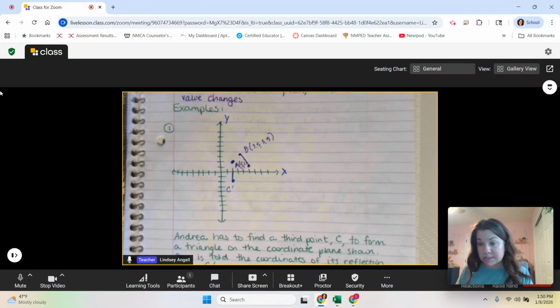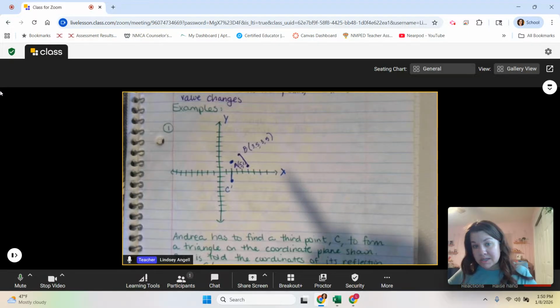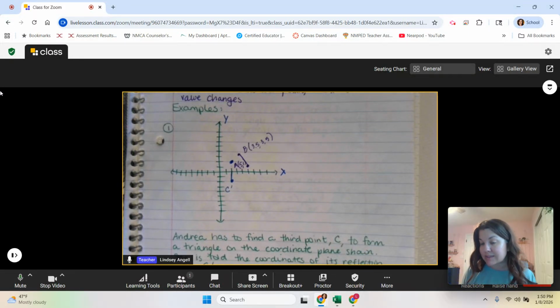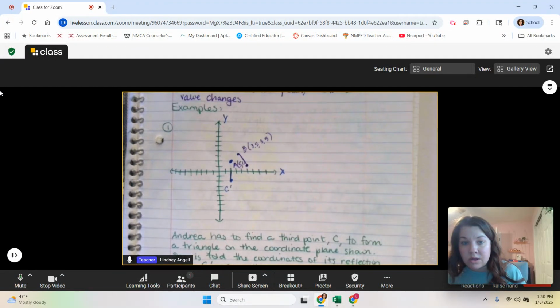So that's where I said earlier, if you reflect across the x-axis, the y value changes. If you reflect across the y-axis, the x value changes. If we were to fold this piece of paper along the x-axis, these two points, if drawn perfectly, would land right on top of each other.